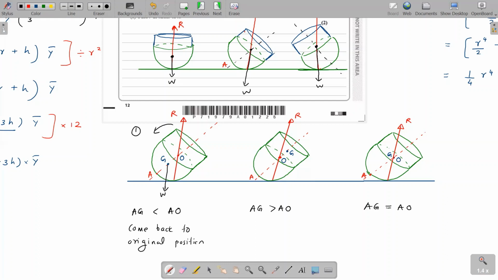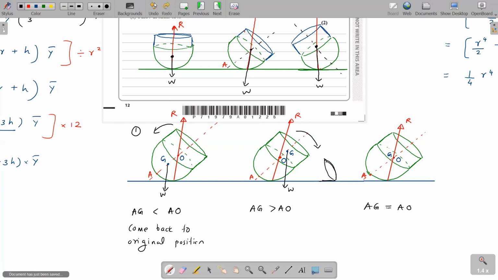What happens when AG is greater than AO? It will completely topple over, right? It will completely fall flat to the ground. So it will fall like this, right? It will completely fall to the ground.